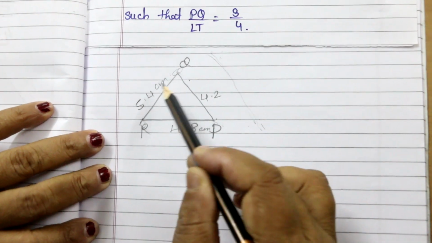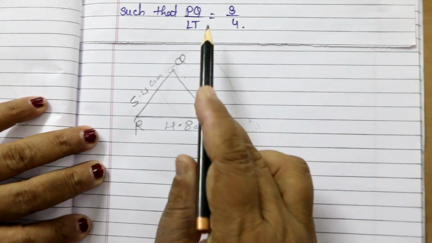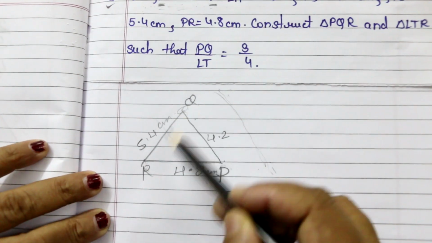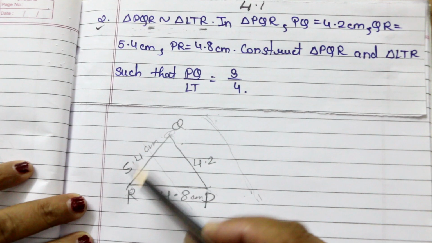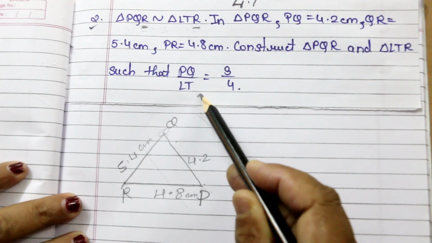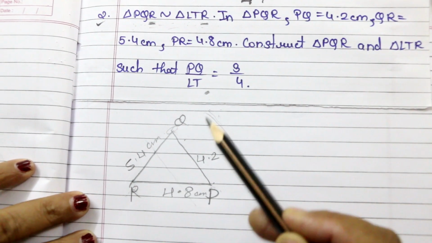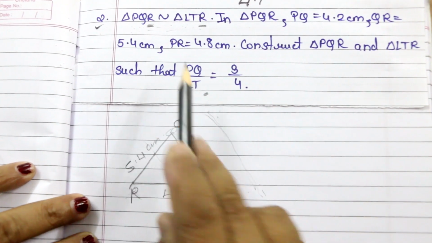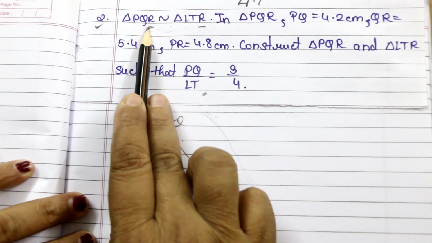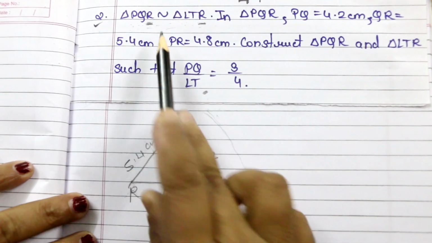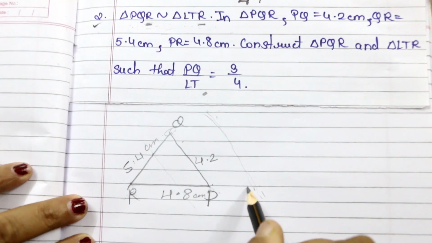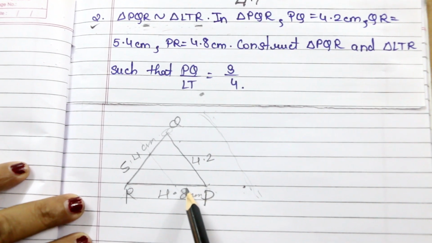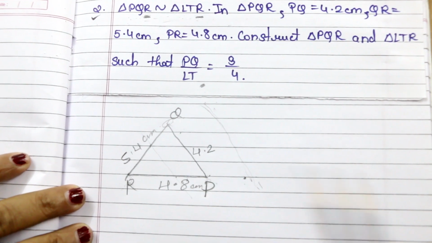It can be here or it can be here. And QR corresponds to TR. So T will be here or here. And PR corresponds to LR. So L can be here or here. So we want to know where L will be and where T will be.